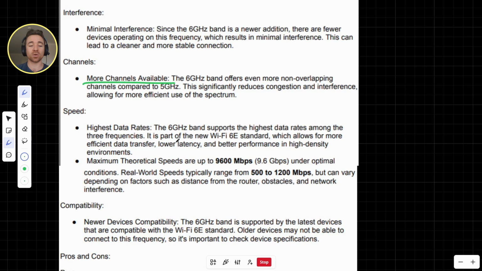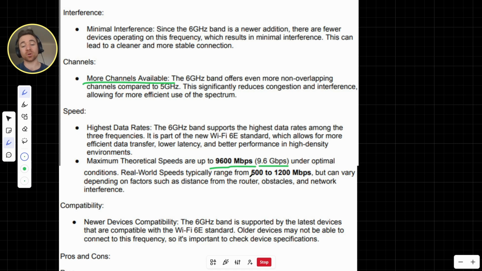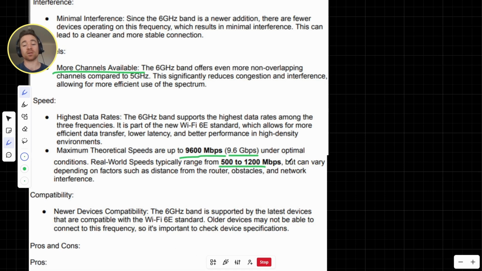So in terms of the speeds, you can get a maximum theoretical speed of about 9,600 megabits per second or 9.6 gigabits per second. Compare that to the 5G we were looking at, which is I think like 1,300 off the top of my head. It's a lot more, right? A lot more. But realistically, you're probably going to see 500 to 1,200, right? Realistically. There's a theoretical, and then there's the real.